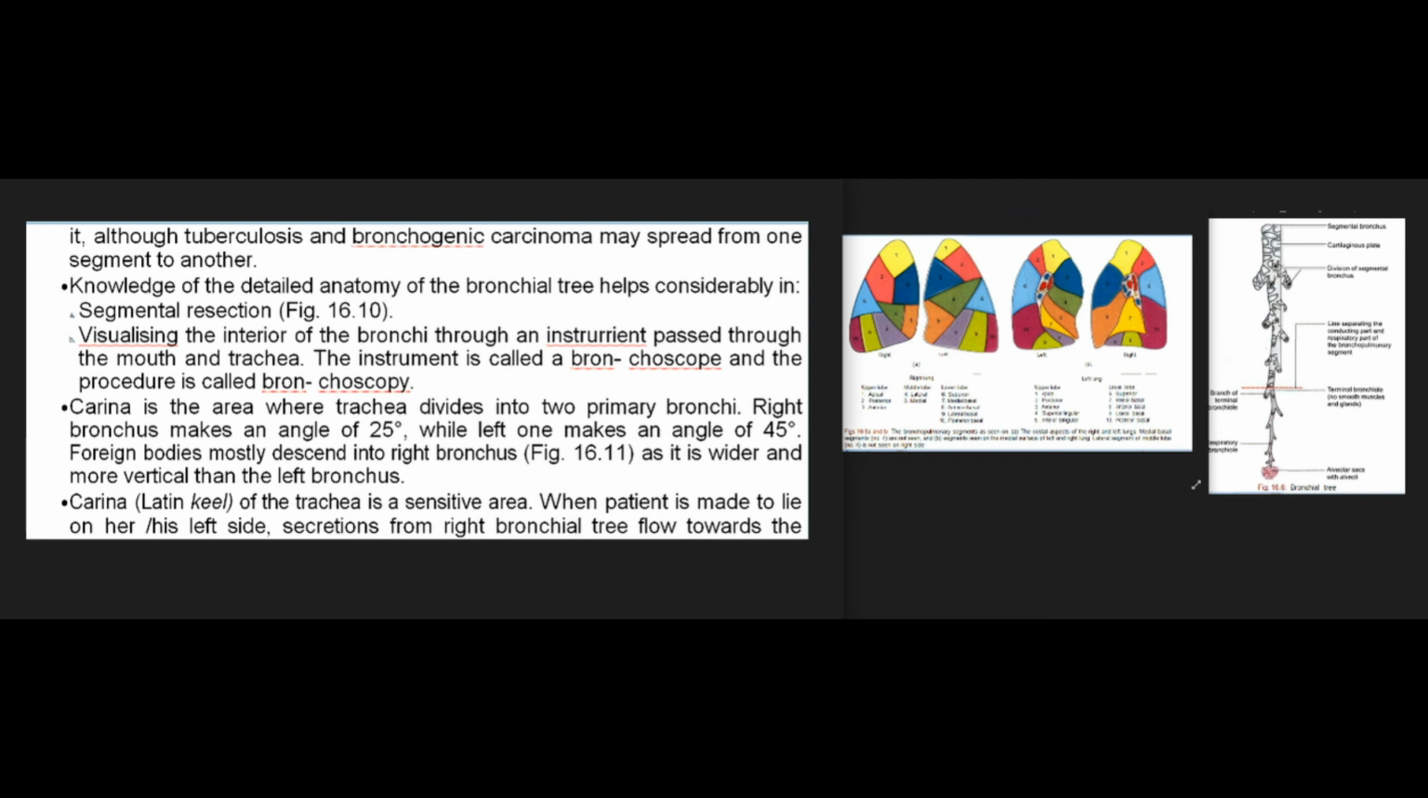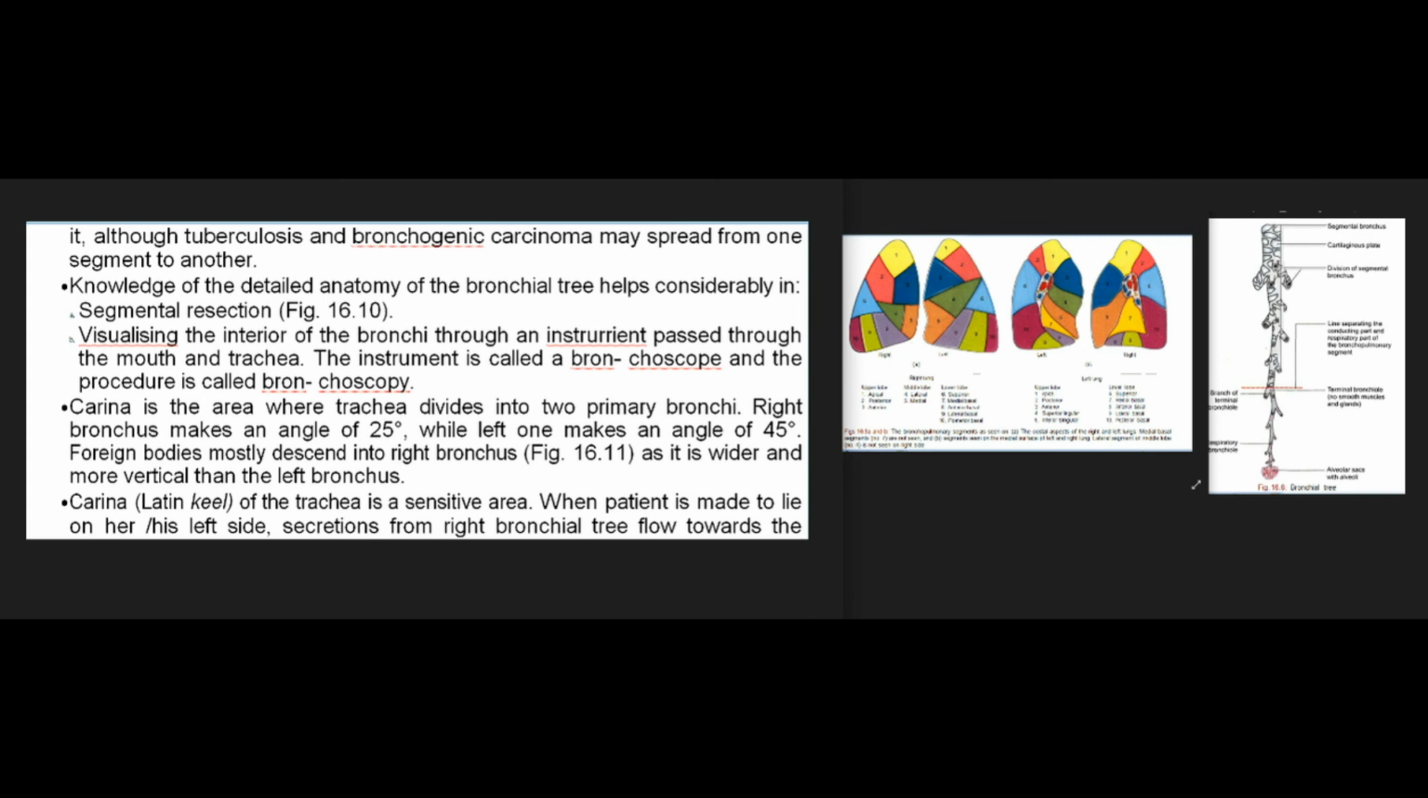Bronchoscopy is visualizing the interior of the bronchi through an instrument passed through the mouth and trachea. The instrument is called a bronchoscope and the procedure is called bronchoscopy. Carina is the area where trachea divides into two primary bronchi. Right bronchus makes an angle of 25 degrees, while left one makes an angle of 45 degrees. Foreign bodies mostly descend into right bronchus, Fig 16.11, as it is wider and more vertical than the left bronchus.